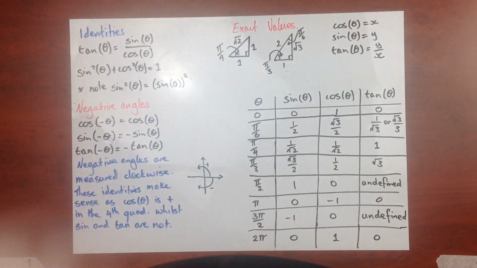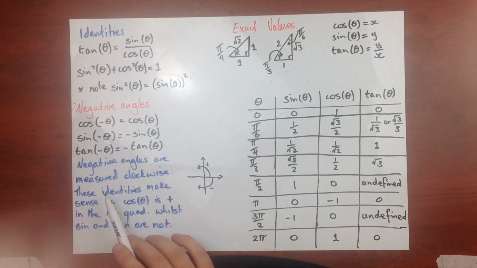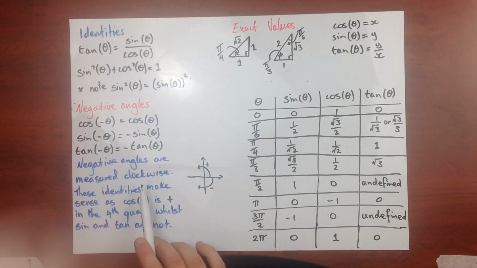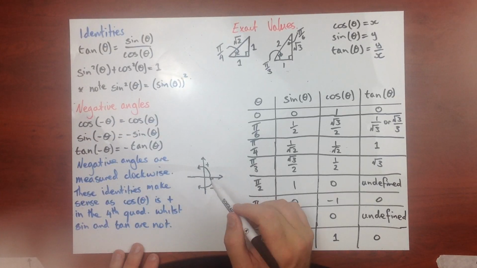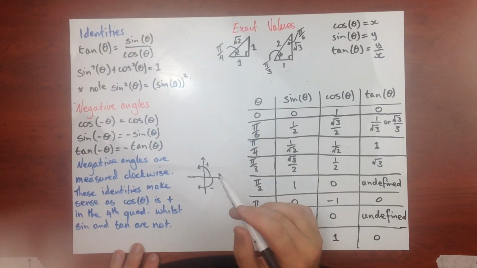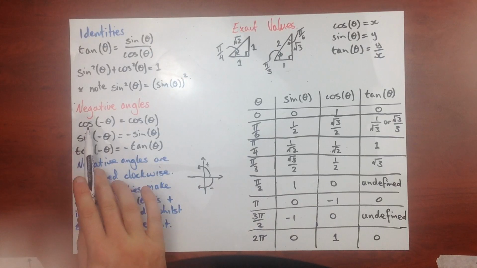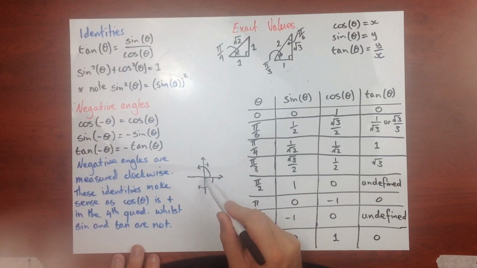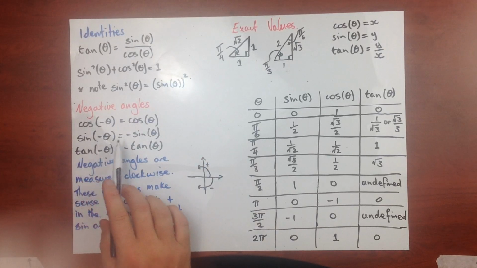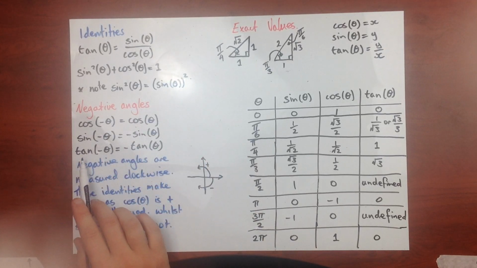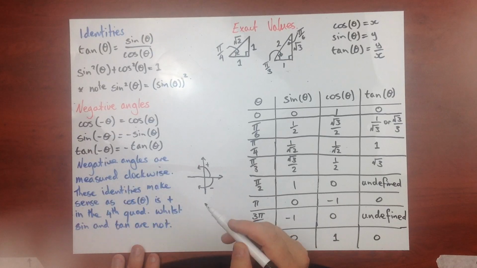We also talk about negative angles. Negative angles are measured clockwise, so down this way, and these identities make sense, as cos of theta is positive down here. The other two are negative in the fourth quadrant. So we get cos of negative theta, which would put us here, is equal to positive cos theta. Sine of negative theta equals negative sine of theta, and tan of negative theta equals negative tan theta.